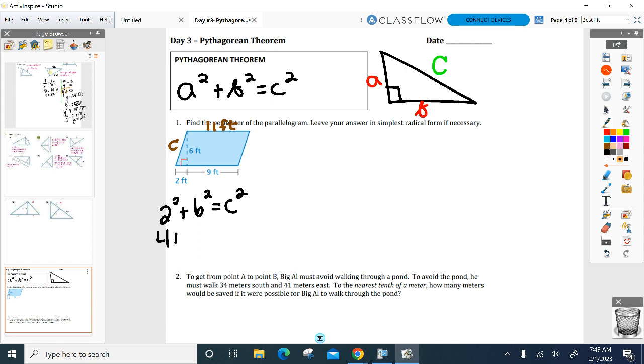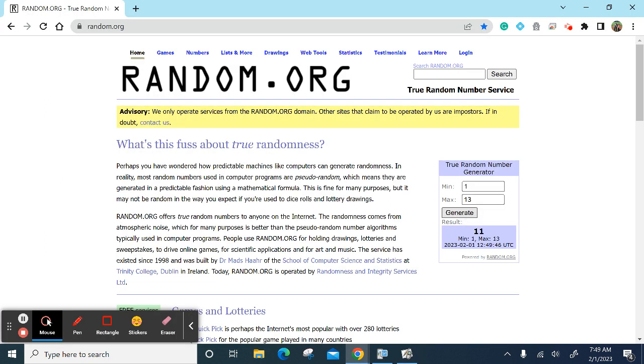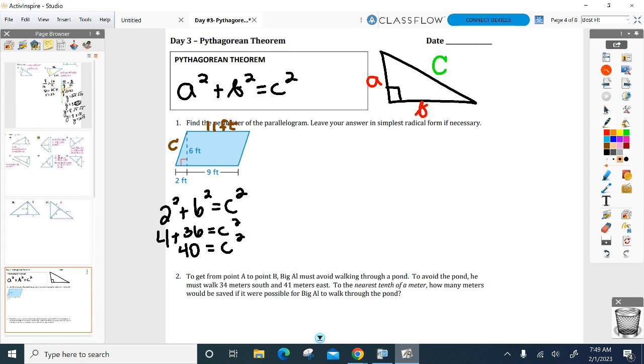Four and 36 equals c squared. 40 equals c squared. At this point, what do I need to do on both sides? I know most of you know, but I'm just checking. What do I do on both sides here? Take the square root of both sides, yep. And notice my directions say simplest radical form. So I need your help breaking down 40, please.